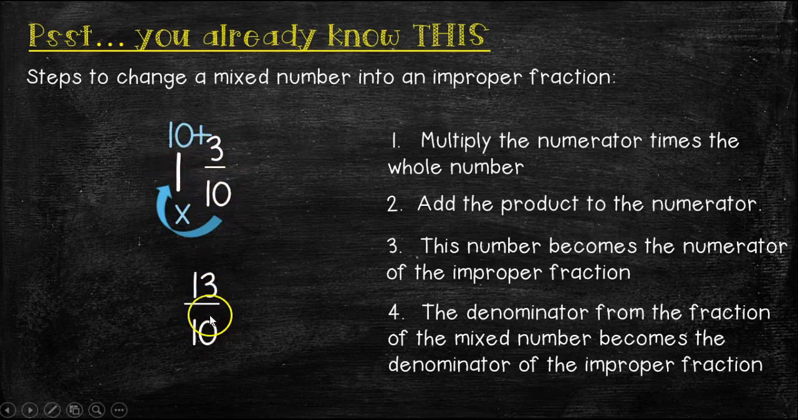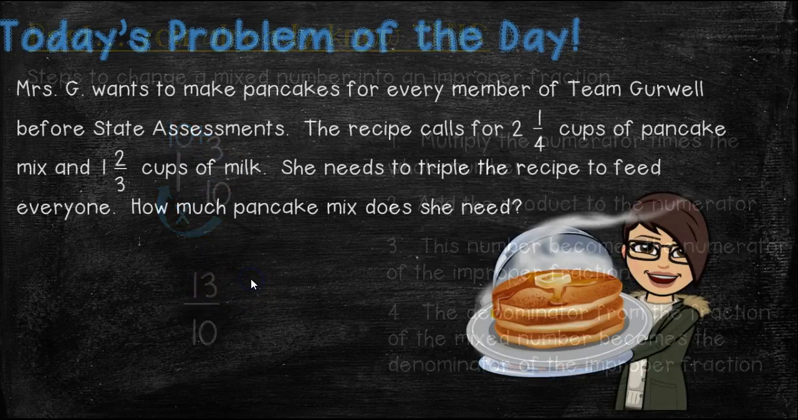This is the mixed number. This is the improper fraction. Now to go through and multiply mixed numbers, you're going to have to change them first to improper fractions.